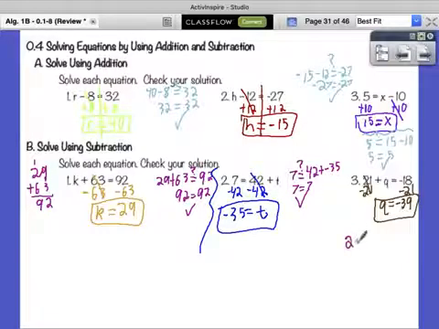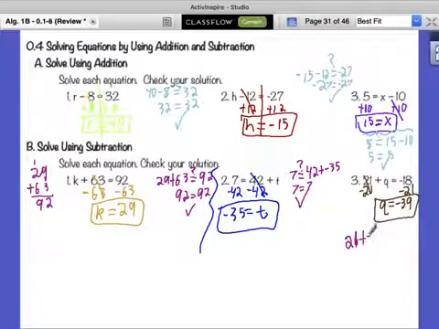So 21 plus negative 39 equals negative 18. So 21 and negative 39, same or different signs? Different. So we subtract 39 minus 21. 18. And 9 minus 1 is 8.